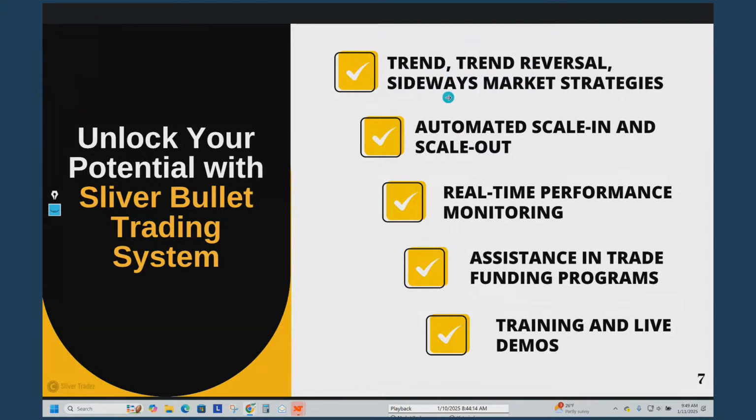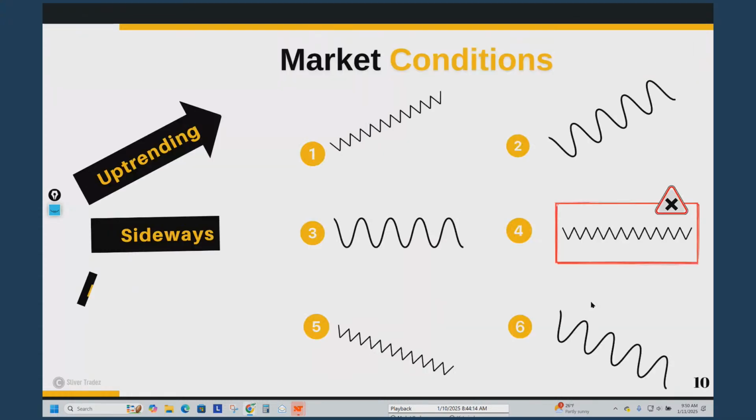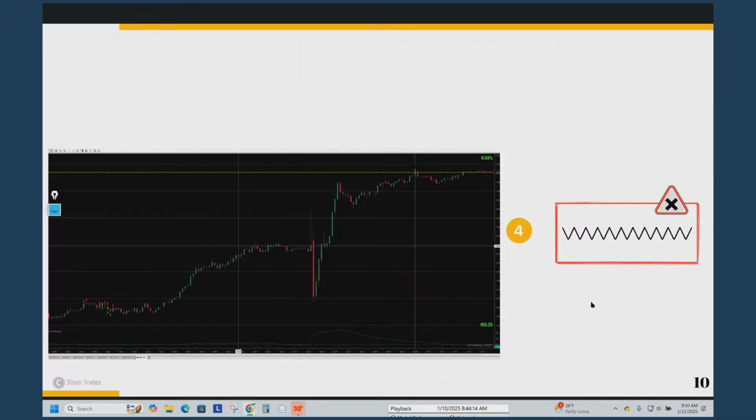The software can trade in trending market, reversing market, sideways market, and all types of markets, and it has an automated scale in and scale out feature. You can see the performance real time. We provide assistance in getting funded and trading in the funded accounts. And we also provide training and live demos, real life market demos. In our training, we cover how to understand different market conditions, and how to trade in those market conditions.